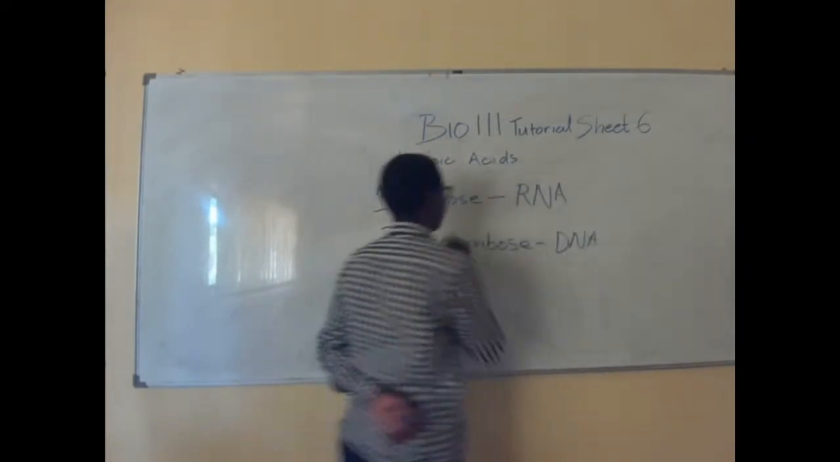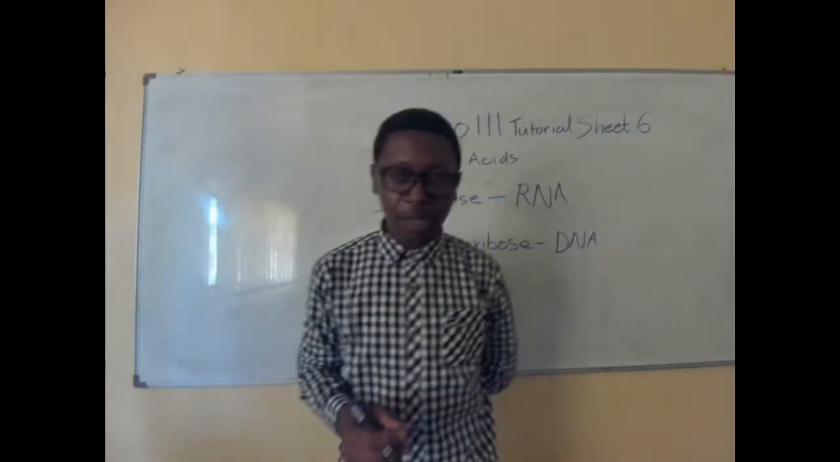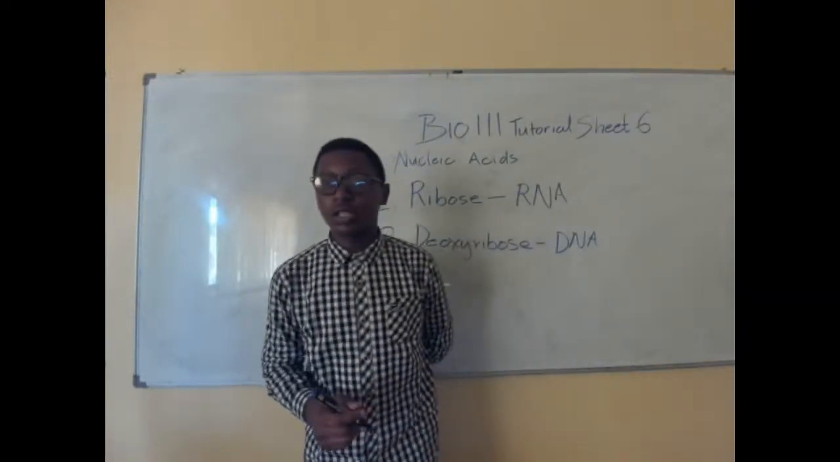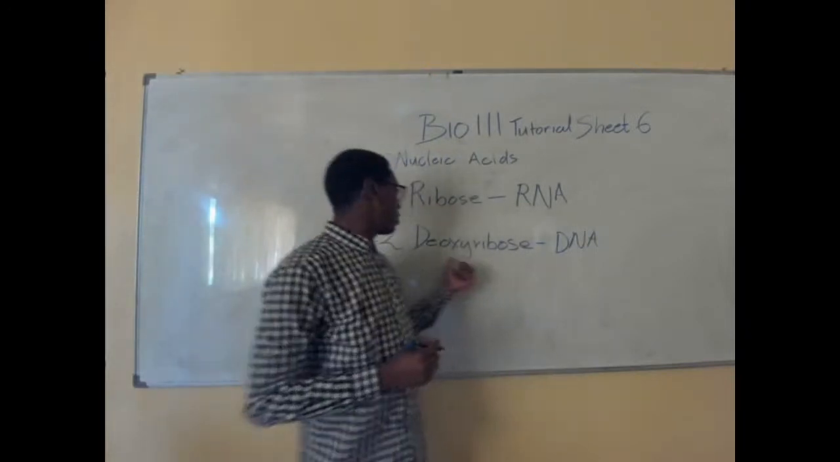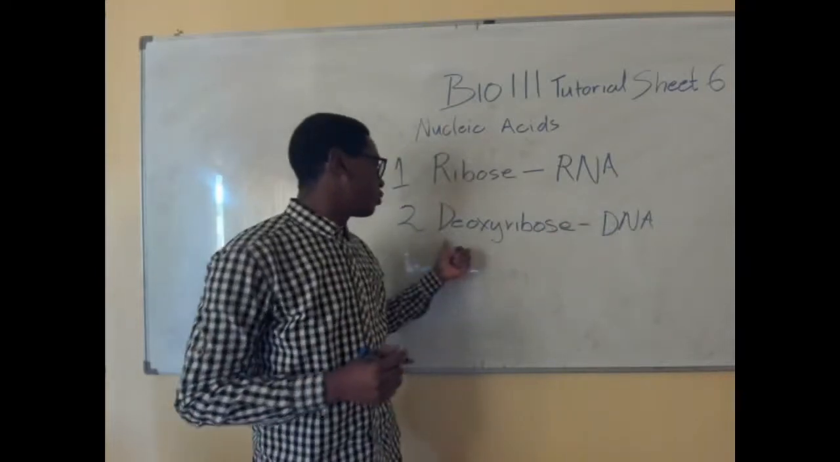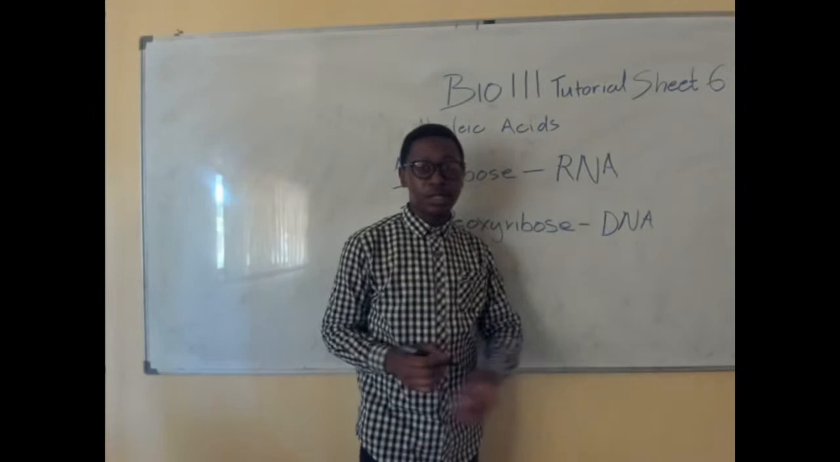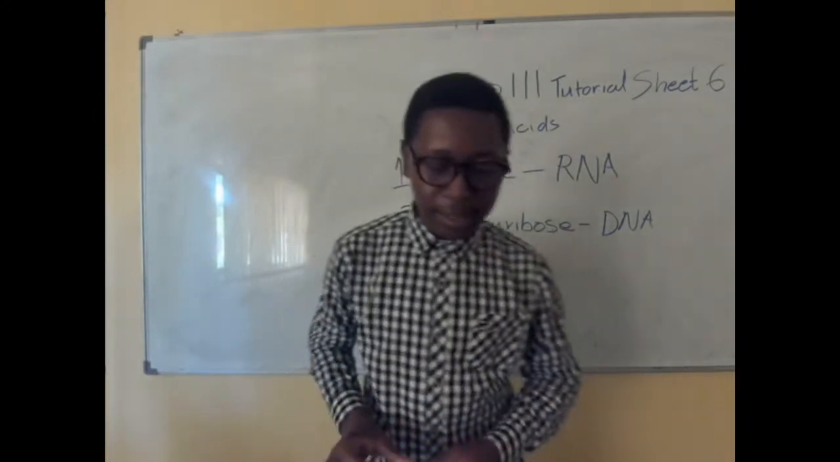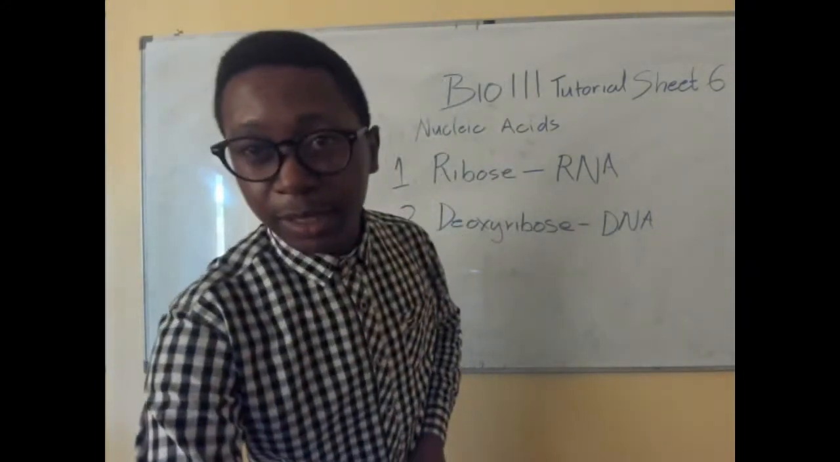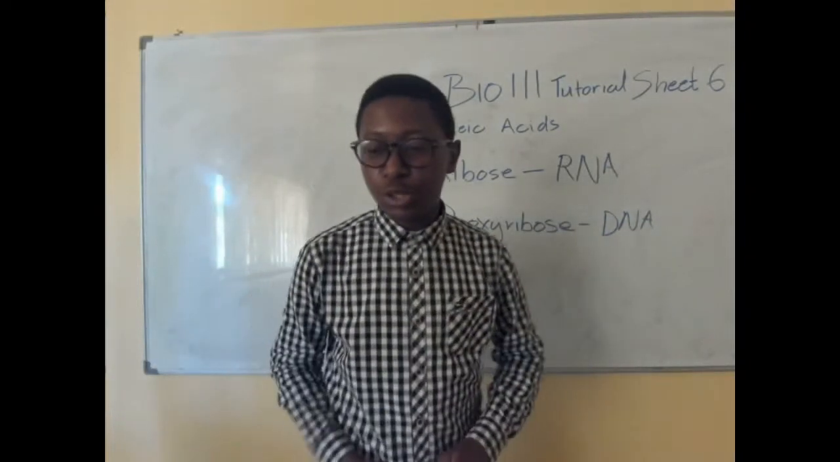So both of these sugars are pentose sugars, meaning they have 5 carbon atoms in their structures. And you find ribose in RNA, which is ribonucleic acid, and you find deoxyribose in DNA, which is deoxyribonucleic acid. Okay, so that answers question 1. Then we go to question 2.